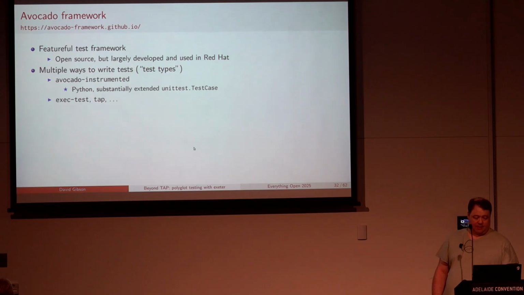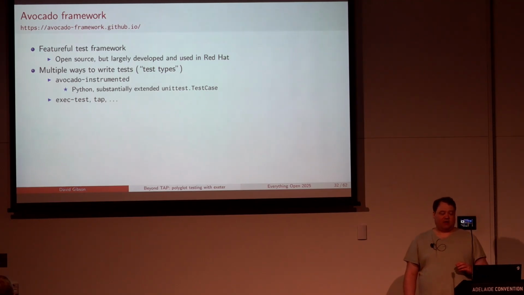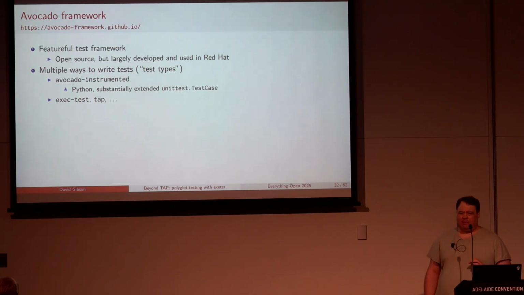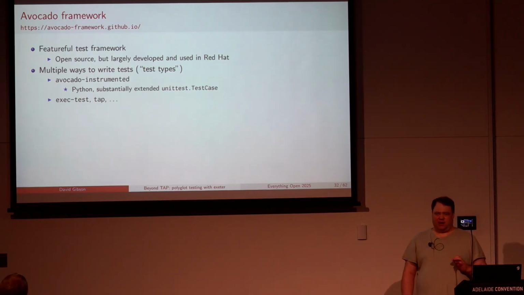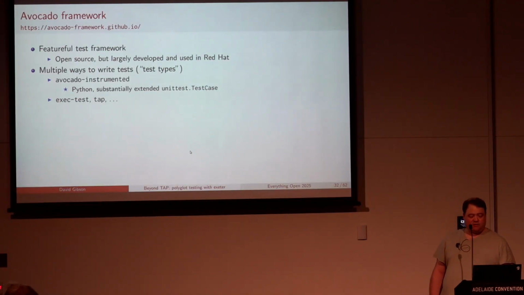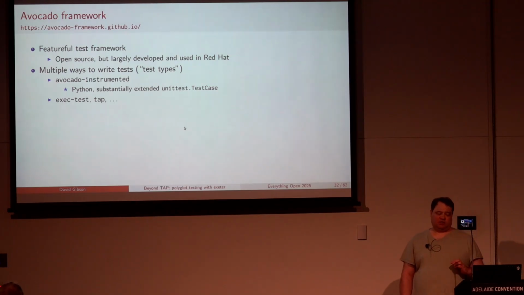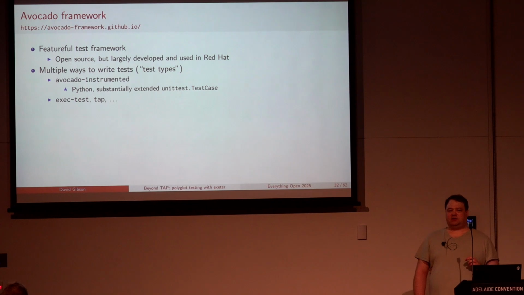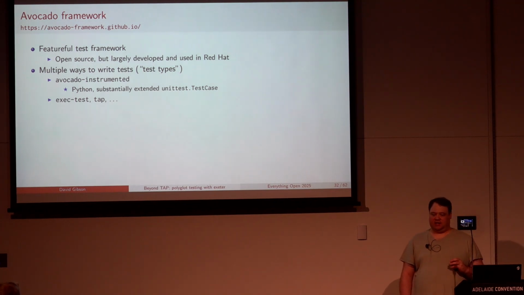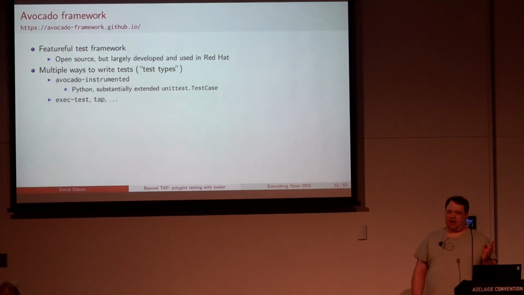That's a pity. The other one I'm going to talk about is Avocado. So Avocado is a very featureful framework. It's open source, of course. But it is largely developed and used in Red Hat. I don't know of many people using it outside. It has a bunch of ways of writing tests, which it calls test types. The primary one is what it calls Avocado instrumented. So these are written in Python. They're essentially an extended version of the unittest TestCase stuff. It has some other types, some of which we'll cover a bit later.